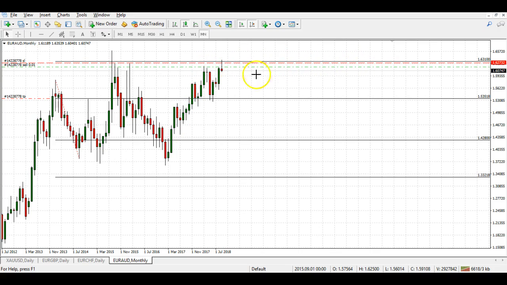Remember this level because I've been following up on this setup for more than 2 years now. This is a very old setup, one of the oldest that you can find in the market. You can track it back all the way to the beginning of 2014. And every single leg here is a major trend, right?